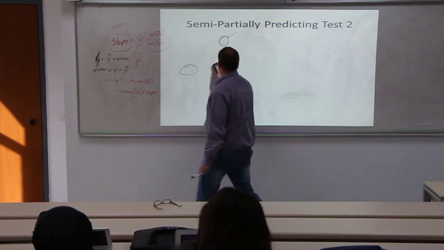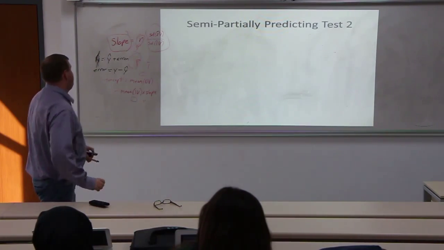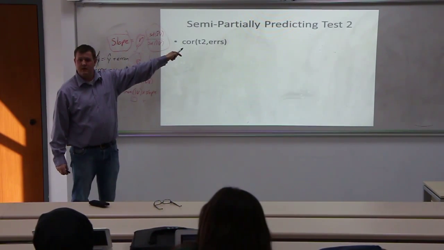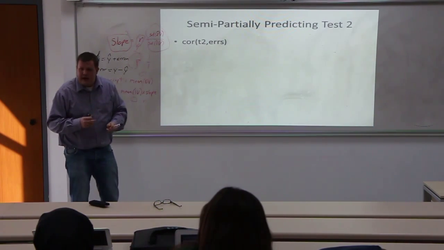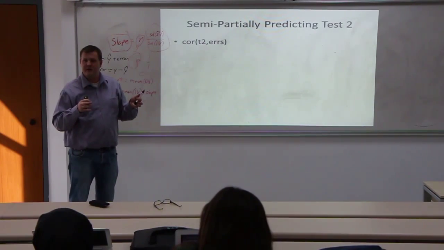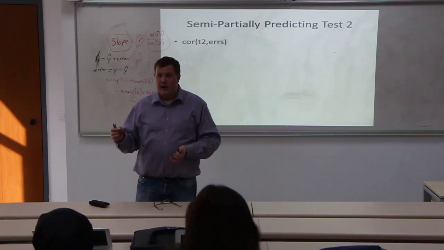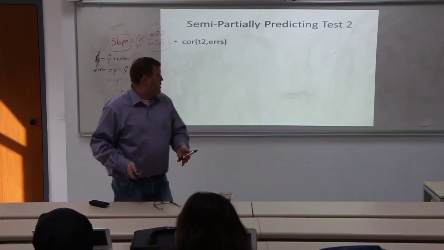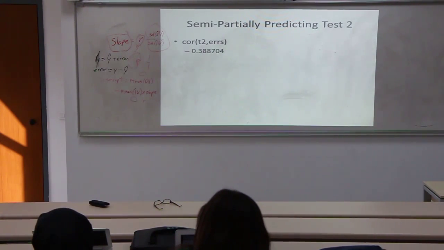Let's semi-partially predict test 2. I'll explain the language in there. So, I just correlated test 2 with the errors. So what am I doing here? I'm seeing if there's a linear relationship between the test 2 scores and the unique variations in test 1 that haven't been explained by anything else. Okay? So we do this, and boom, it's 0.388.